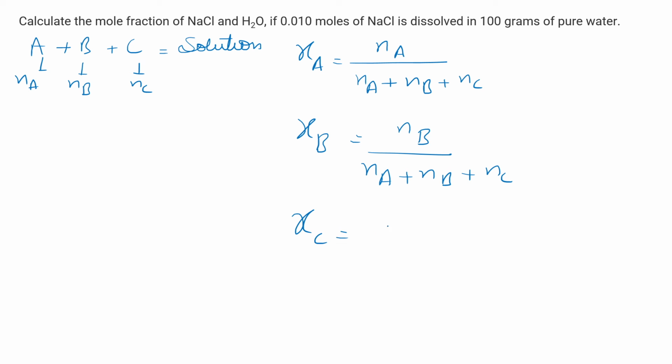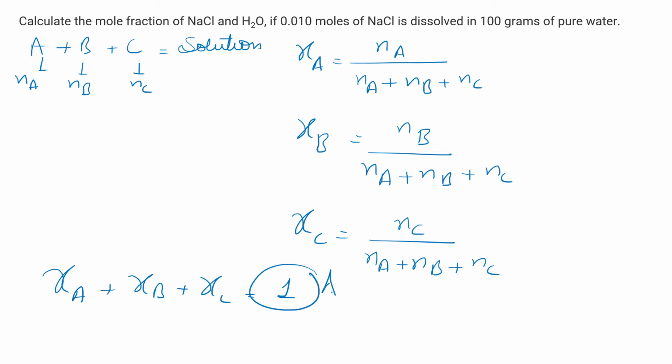Mole fraction for component C can be defined as moles of component C divided by moles of all the components, that is Na, Nb, and Nc. If you add up the mole fraction of A, mole fraction of B, and mole fraction of C, it will give you the value 1. How? Let me tell you.